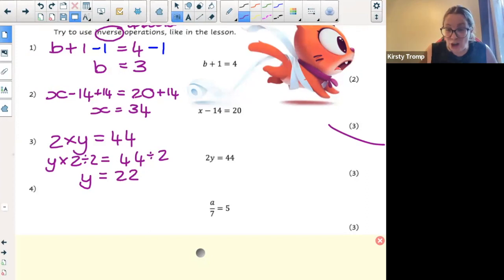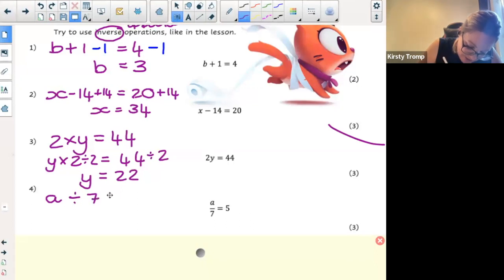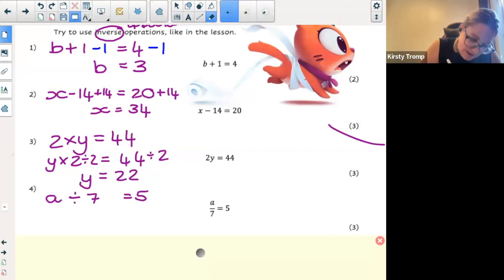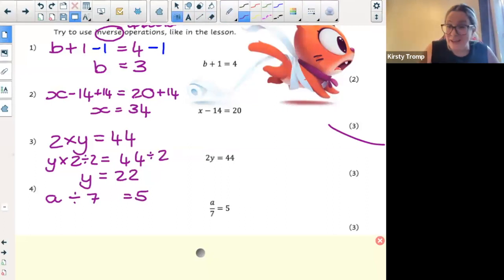Okay, and the last one, guys, I'm going to do it for you because we're running out of time. We've got A over 7. Now, when something is over something, do you agree that in maths, that's the same thing as saying divided by? So A divided by 7 equals 5. So when something is over something in maths, it actually means divide, right?